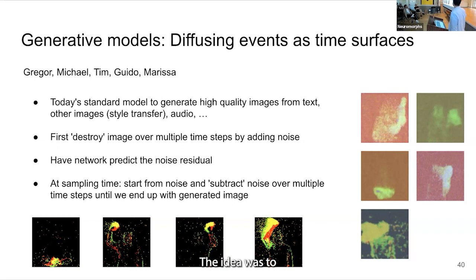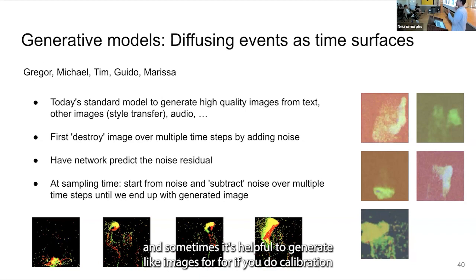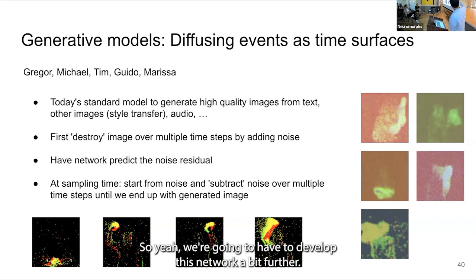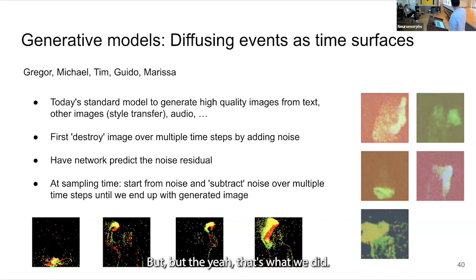The idea was to play with different event representations, because if you just have events, then sometimes it's helpful to generate images, for example if you do calibration, or if you just want to get some new colors that were not in your original data set, also very good. We're going to have to develop this network a bit further, maybe increase the complexity to get the quality up. But that's what we did.